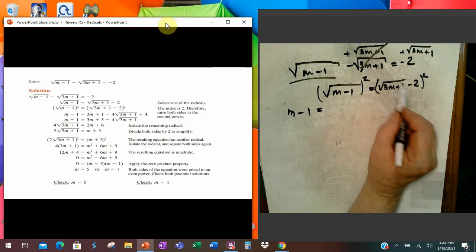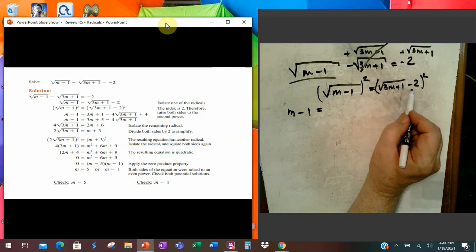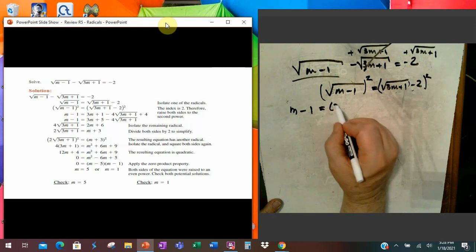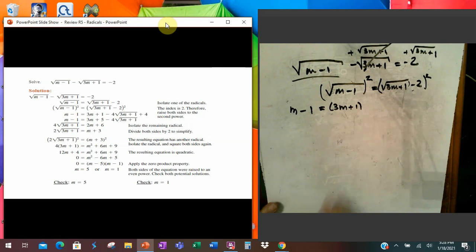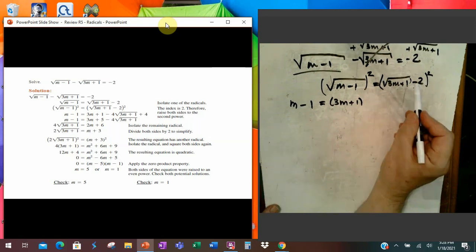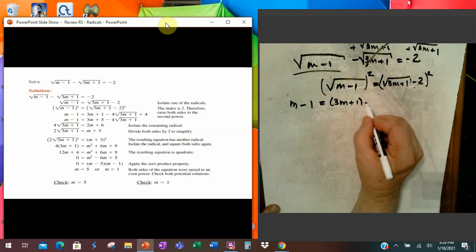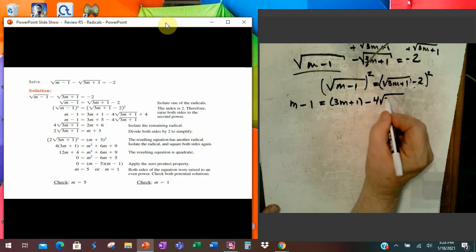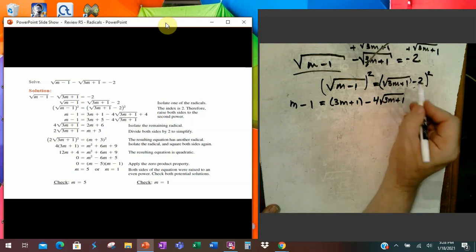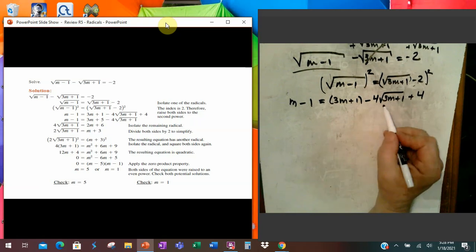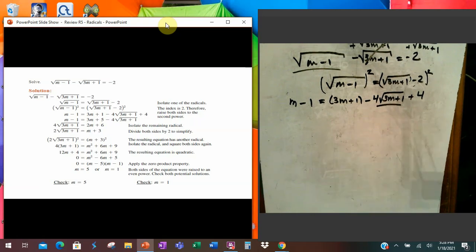Square the first, multiply the two together and double, which is times 2, and then square this first. So that squared gets rid of that. So I'm just going to write this as (3m plus 1) in parentheses. I'll be able to drop that in just a second. This times this is negative 2 times that radical, doubled is minus 4. And then square the last, which is plus 4. Negative 2 squared is plus 4. Okay? And then I want to get this all by itself.